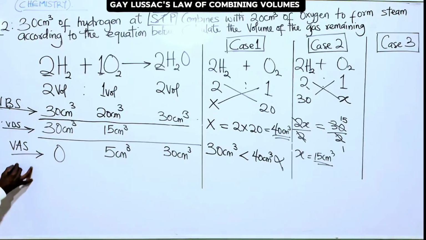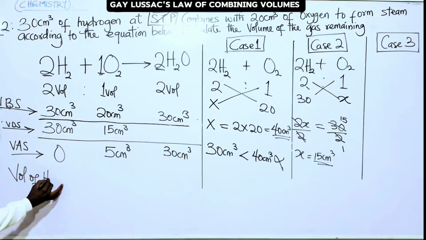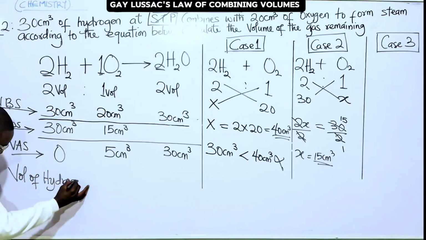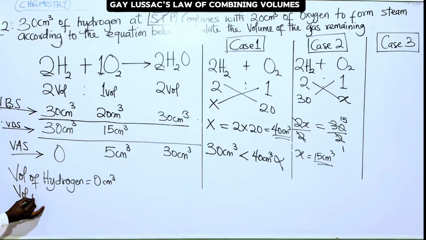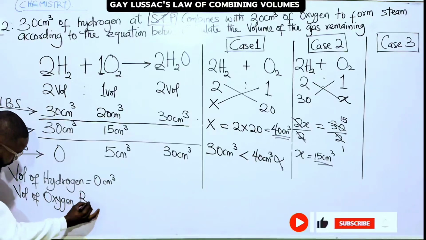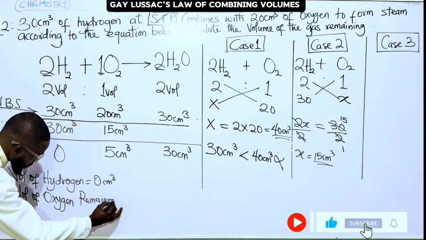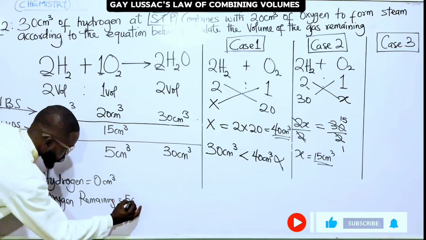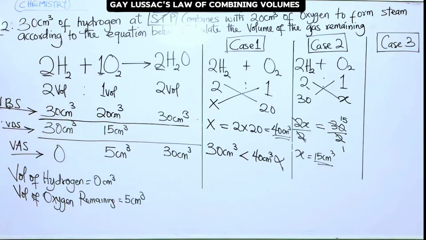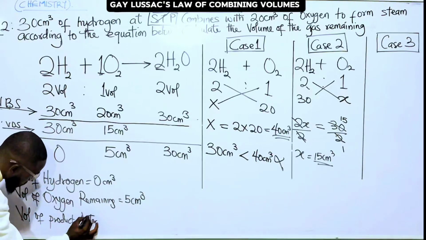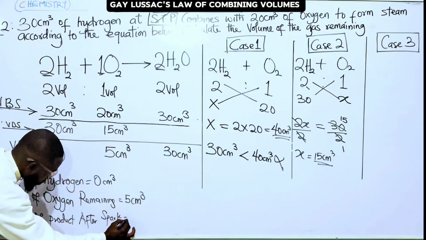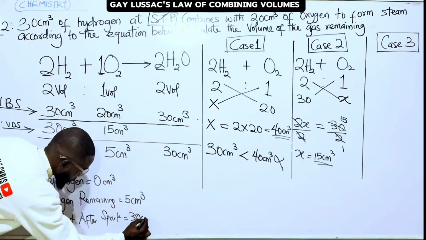So we can say volume of hydrogen is equal to 0 cm cube. Nothing was remaining. And then the volume of oxygen remaining is equal to 5 cm cube, right? And then volume of the product after spark is still 30 cm cube.